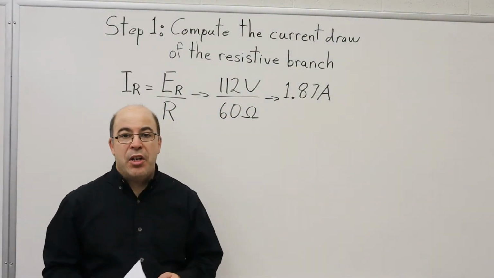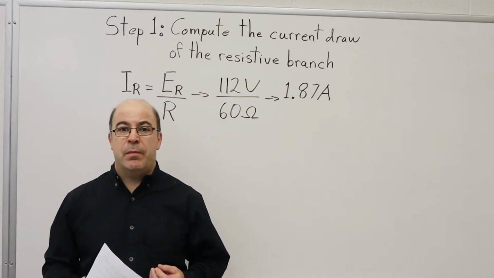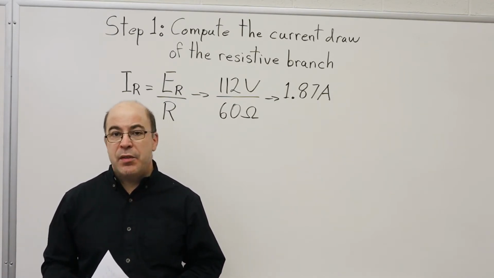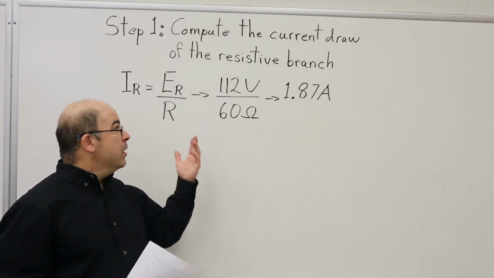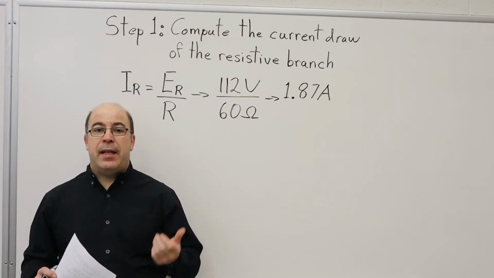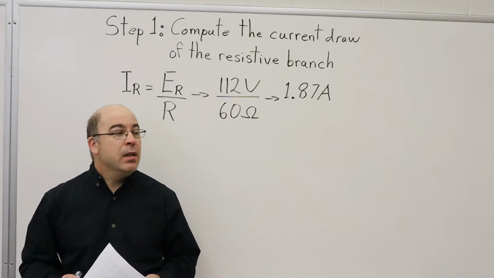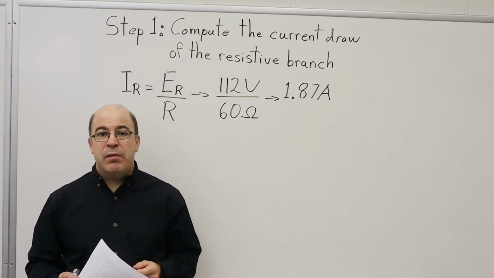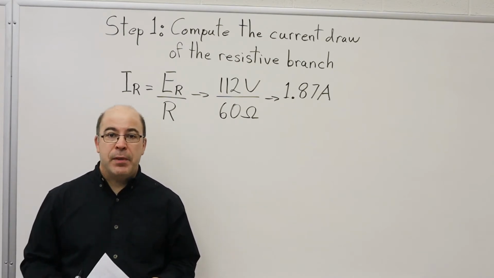Our first operation consists of trying to find the value of current being drawn by the resistive branch of the circuit. It's an Ohm's law formula. We're simply taking the given value of voltage divided by the value of resistance, which was a known value. It was 60 ohms. Plug these two values into the formula, and our current is going to be 1.87 amperes.